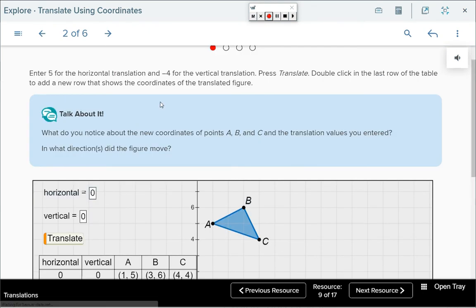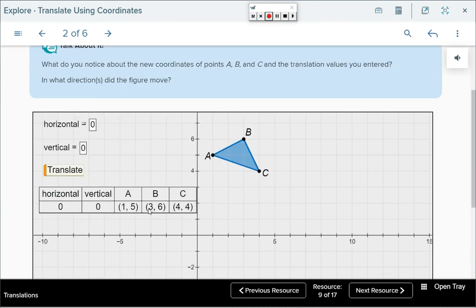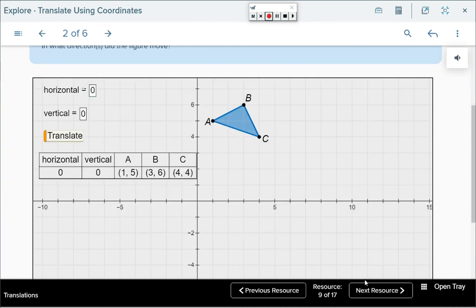So my first point should be about right here, okay? And then my new B is going to be what? 8, 2. What's my new C going to be? 9, 0. Okay, does that make sense how we found that? Okay, all right.